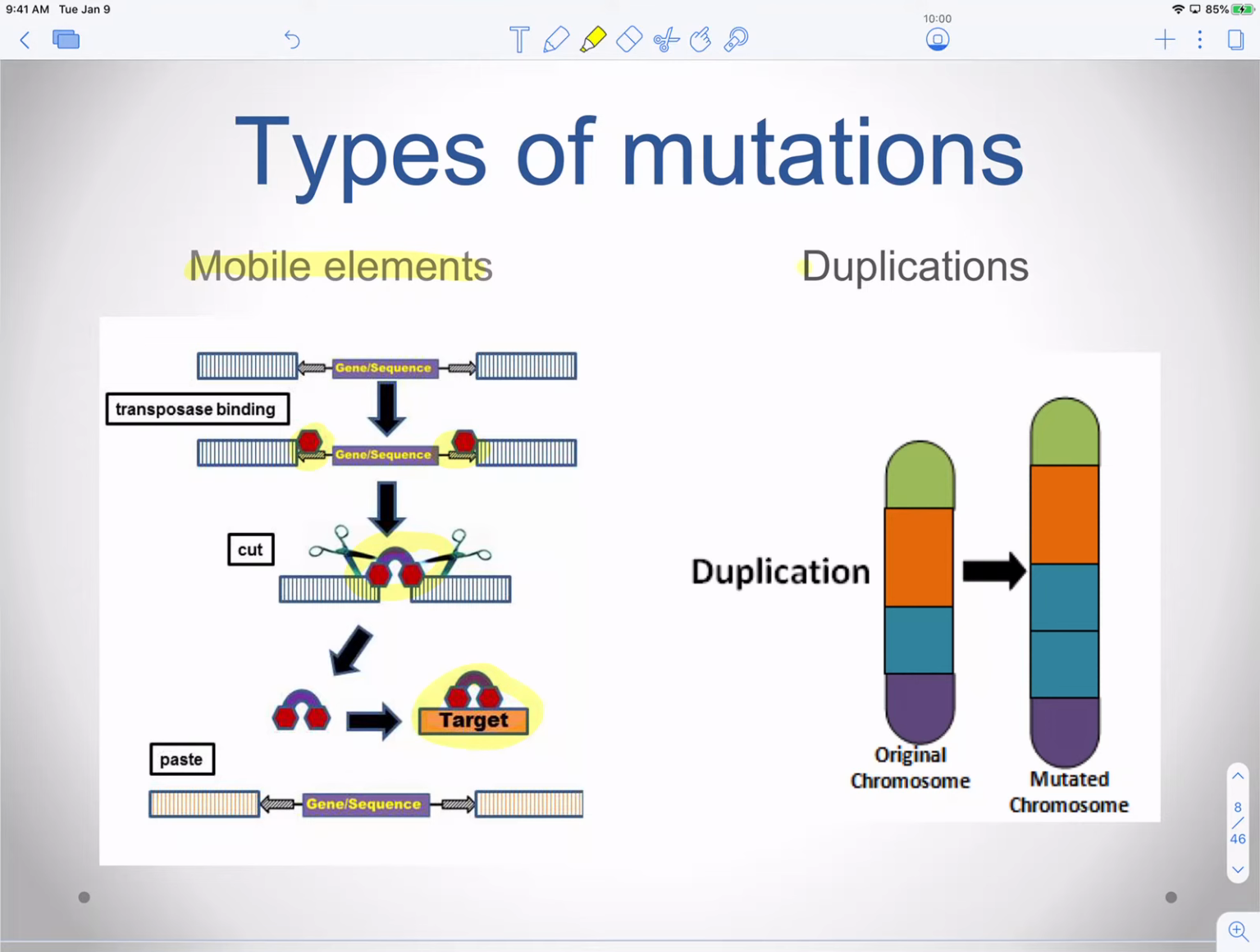Another type of mutation is a duplication. Duplication is just what it is. You get double the material. Typically, this will result in more product being made. It can, depending on where it's duplicated, interrupt genes as well. But more commonly, you're just doubling the genetic material, and so you can potentially double the amount of protein that is within this region of the genome.